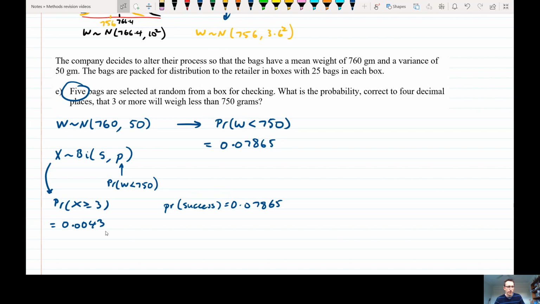So it's a very, very low chance. That's only a 0.4% chance now of having 3 or more of these bags being selected being less than 750 grams. So hopefully you can see the way it turned from being a normal, calculating the probability of one thing happening, to being binomial, because now we're counting and pulling things out. And that is how we do some problem solving with the normal distribution.